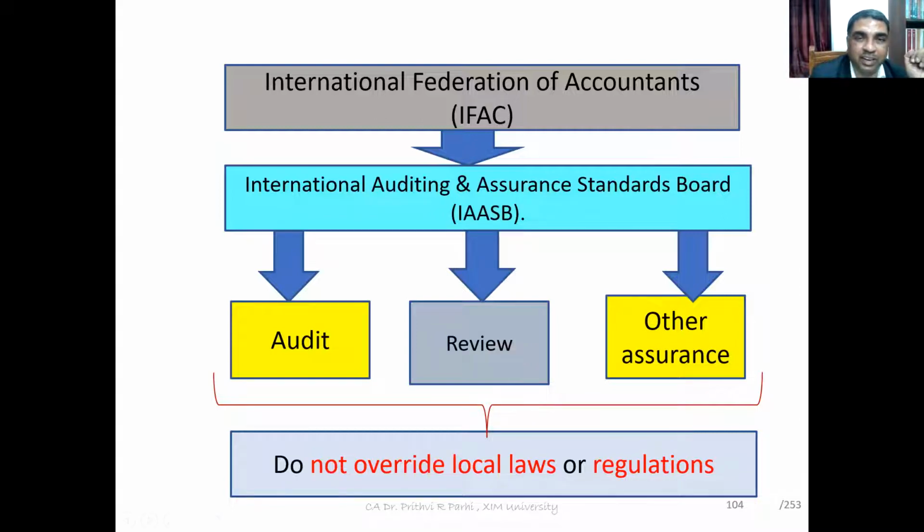So what I told you as of now is that this International Federation of Accountants, or IFAC, is the premier body, and IAASB works under the auspices of IFAC. And this board has issued 3 types of standards. There are some standards which relate to audit, some standards which relate to review assignments, and some standards which relate to other assurance services. All these standards are issued, but you have to keep in mind that these are international standards. They do not override local laws and regulations. So you have to comply with local laws and regulations. You just cannot say that I have done it in accordance with the international standards. You can do it provided it is consistent with the local laws and regulations. If local law and regulation is saying something different, then you have to follow your local law and regulation. Are you getting it?